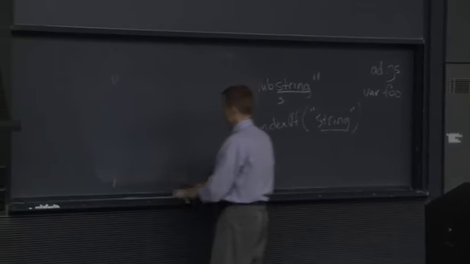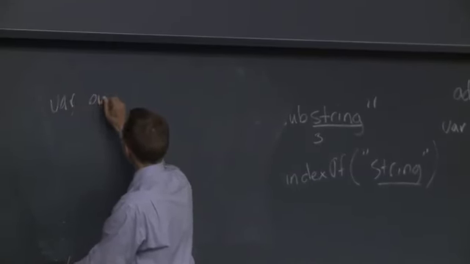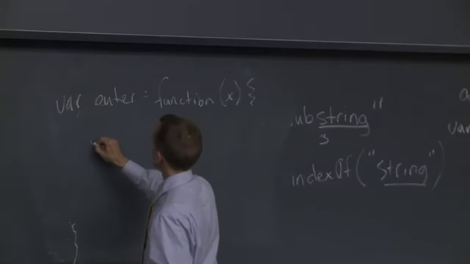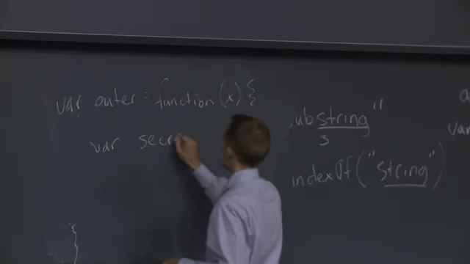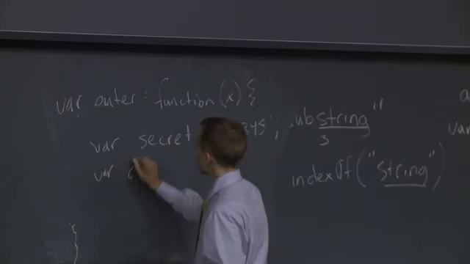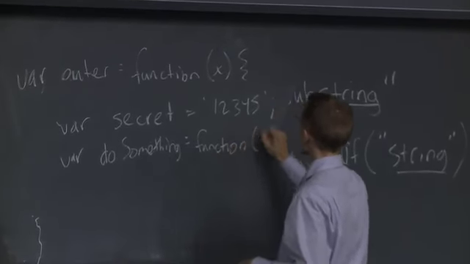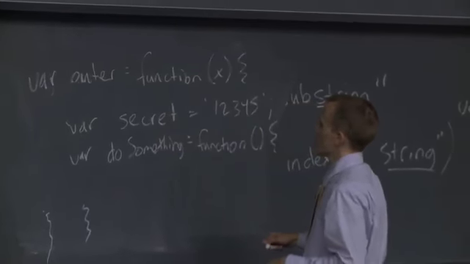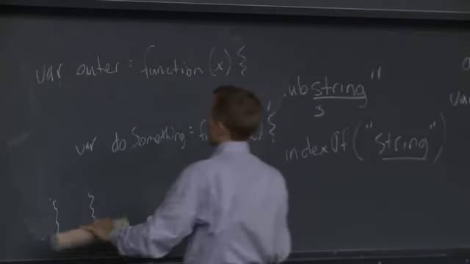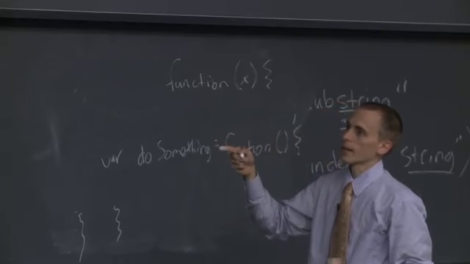So let me explain what I mean. If you have var outer equals function, var secret equals 1, 2, 3, 4, 5. Actually, this isn't a good example. Let's say that we're talking about the onClick handler from before.